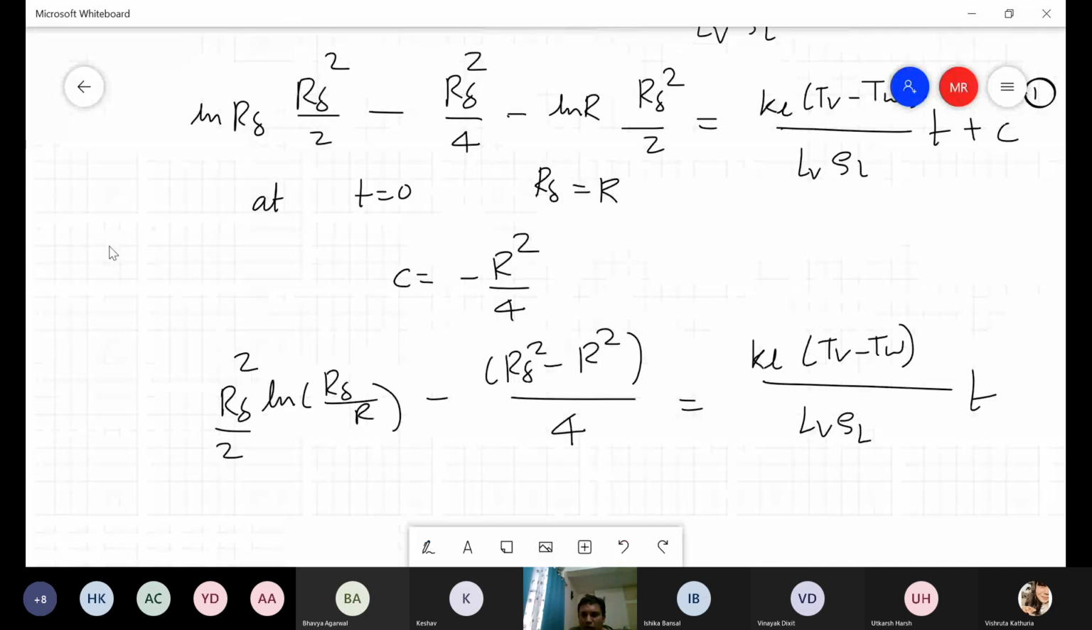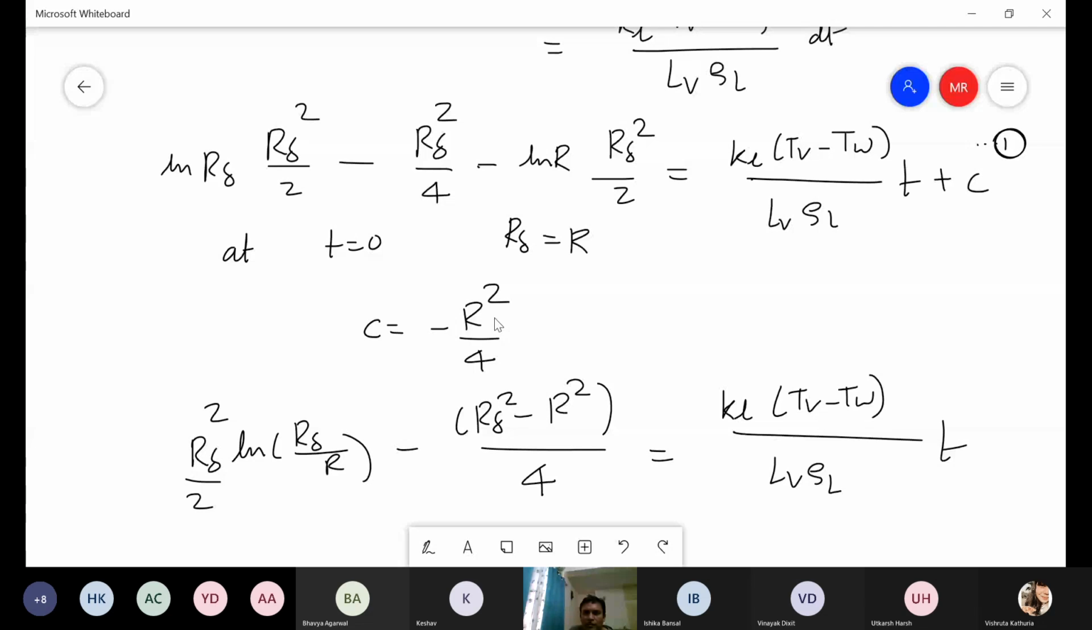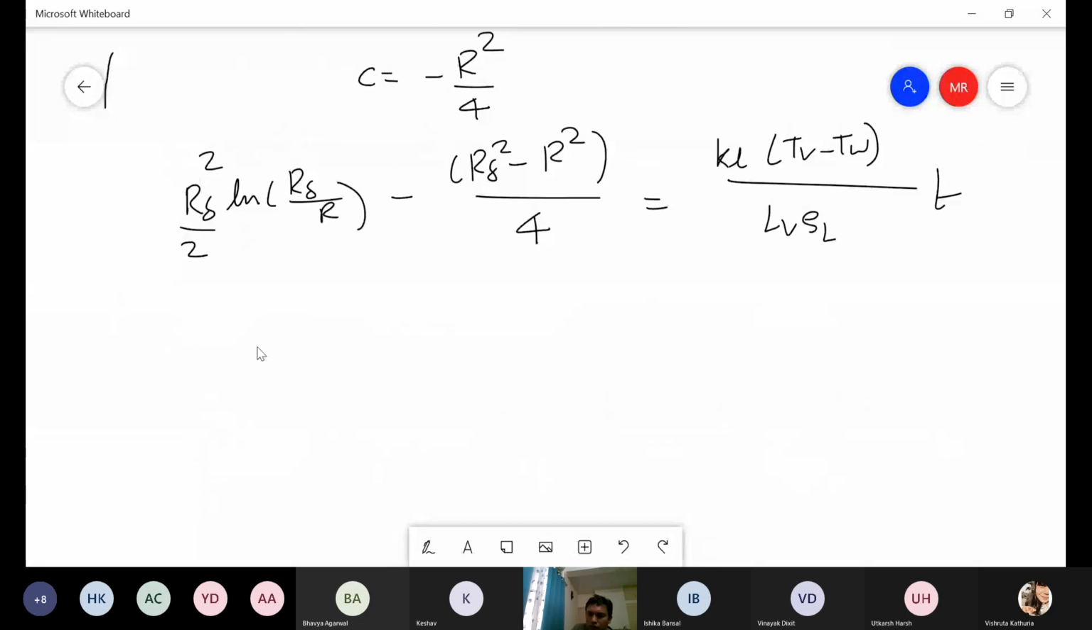So if I go back, this c is r square by 4, and I have taken it here. This r delta square by 2 I have taken common, so that becomes r delta square by 2 into ln r delta minus ln r, which is just ln r delta by r. And this r square by 4 is there, so 1 by 4 I have taken common here, and that becomes r delta square minus r square. So this is the final expression we get, let's say equation number 2.